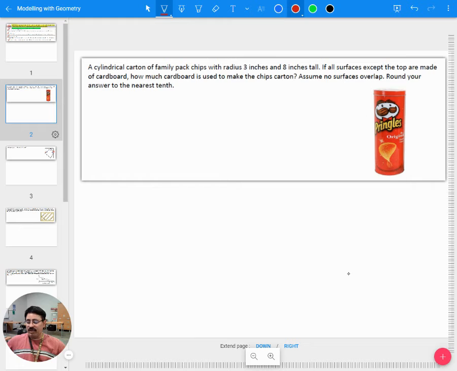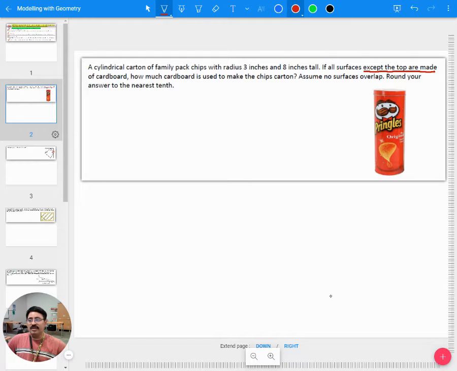Look at the question carefully. If you take the cylinder and go around this one, please notice that the question says it is excluding the top. So let me underline this part, except the top. If all surfaces except the top are made of cardboard, then except the top means we have to consider the one which is around this one and the bottom. So let's compute this one.